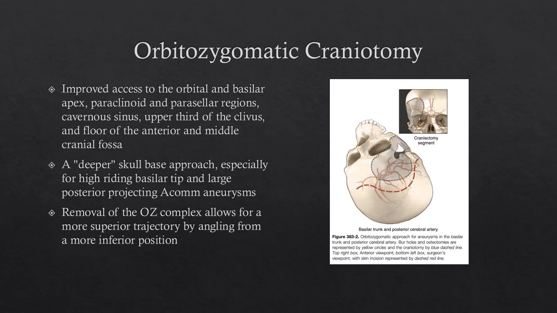The removal of the orbitozygomatic complex is the only difference between the OZ approach and the anterior fossa intradural craniotomy seen in the pterional approach. This extra removal of bone allows a deeper skull base approach and is particularly important in high-riding aneurysms of the basilar tip and large posterior pointing aneurysms of the anterior communicating artery. This inferior bone removal allows a surgeon to look more superiorly by angling the surgical trajectory from a more inferior position.